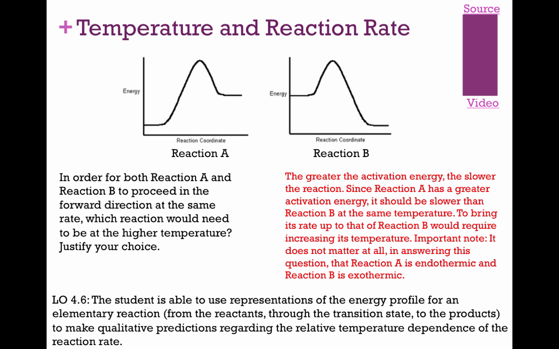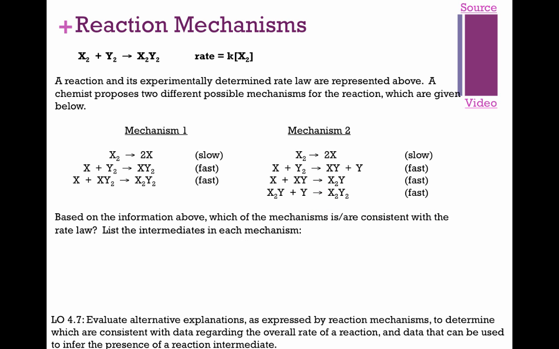So for this question, since reaction A has a greater activation energy, it's going to normally be slower, but if we want them to be at the same rate, then we just need to put reaction A at a higher temperature. And then remember, reaction A here shows the products having more energy, which means your reactants have to absorb energy. So reaction A is showing an endothermic reaction, and reaction B is showing an exothermic reaction.